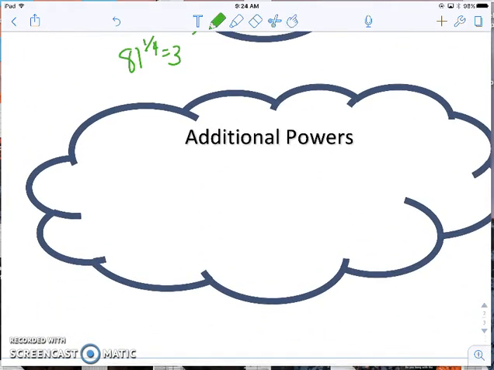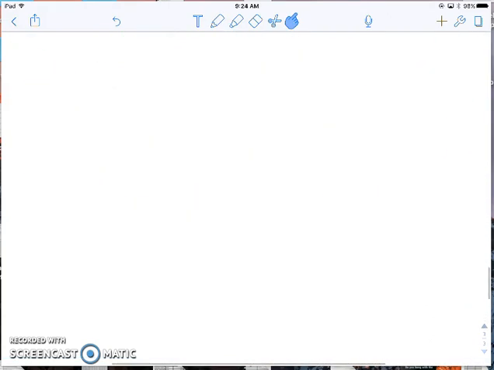In additional powers, you should know 2 to the 5th. Let's see, we might add some more in there. So 2 to the 5th is 32. So 32 to the 1/5 gives us 2. We might add some more of those as we go through.